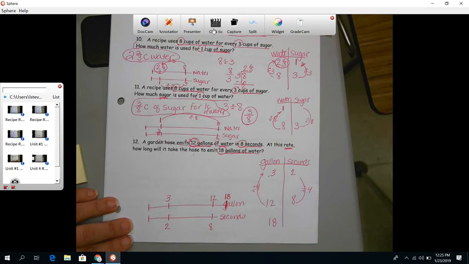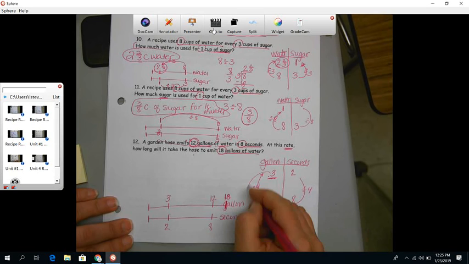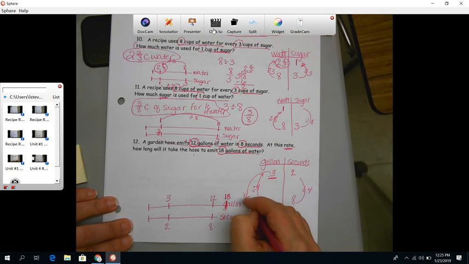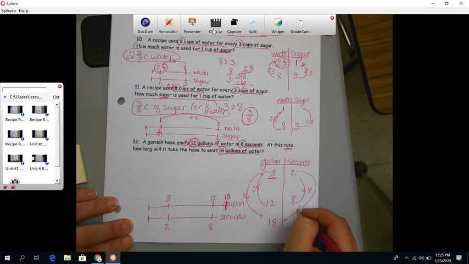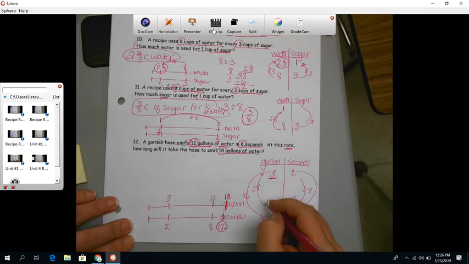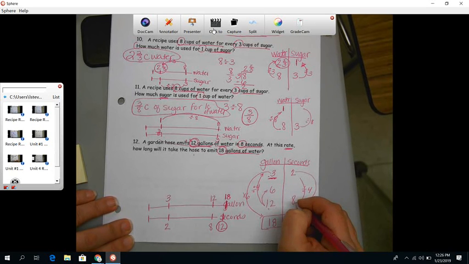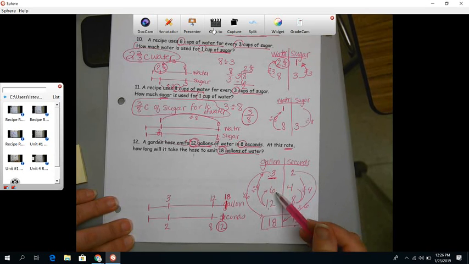I know from here, I can go straight from 3 all the way to 18, and that would be times 6. 2 times 6 would be 12. So for 18 gallons of water, I would need 12 seconds. So right here, this would be times 6 to give me 12 seconds. Now, if I divided 12 by 2, that's going to give me 6. And 8 divided by 2 would give me 4. So I can see my pattern is there. 3, 6, and that's doubling. And then 6 and 12 make 18. 4 and 8 make 12.